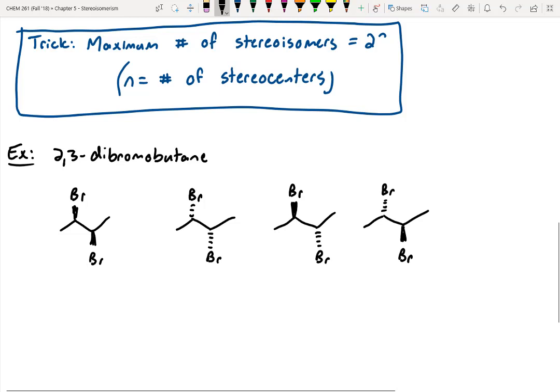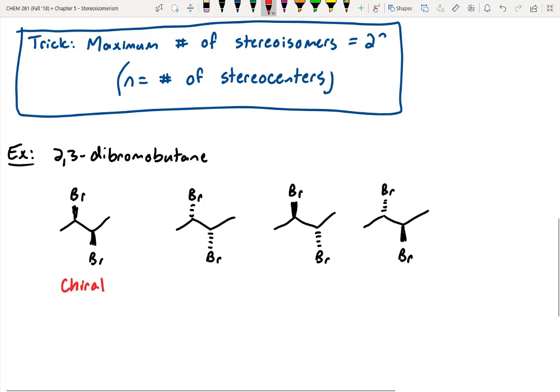So do you think the first one's chiral? This one? Is there an internal plane of symmetry? No. Well, let's try. So let's say I rotate the sigma bond around, right? If I rotate the sigma bond around, the bromine on the left is still going to be a wedge. What will the bromine on the right be? It would be a dash. Does this have an internal plane of symmetry? No. So this would be a chiral compound, right? If you don't have an internal plane of symmetry and you have stereocenters, you've got to be chiral. Okay, so this one must be a chiral compound.